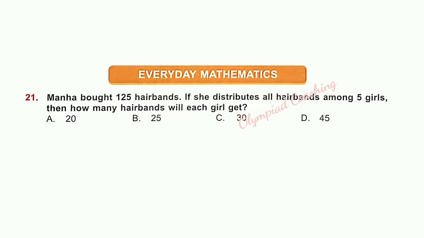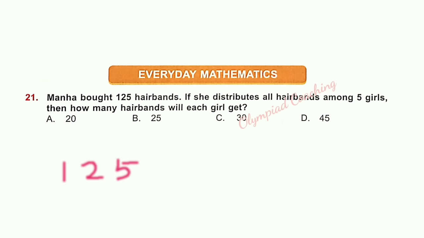Everyday Mathematics. Question number 21. Manna bought 125 hair bands. If she distributes all hair bands among 5 girls, then how many hair bands will each girl get? Total number of hair bands she has is 125. She has to distribute these hair bands among 5 girls.